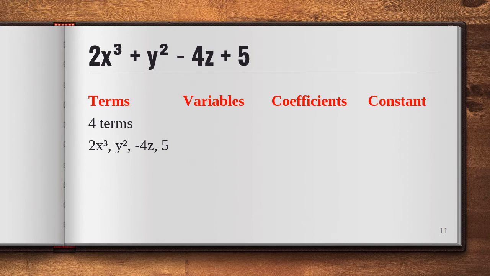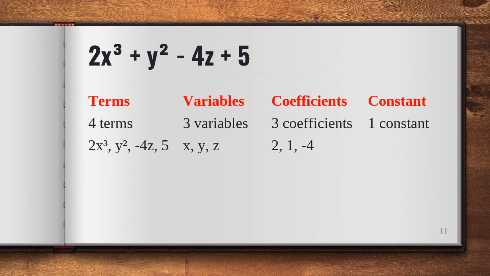Variables, we have 3. When we say variables, these are the letters. So we have x, y, and z. Coefficient, we also have 3. We have 2. We have 1. In y squared, as you can see, there is no number. Therefore, it is equal to 1. Then we have negative 4. Don't forget the sign. And constant is 1, which is 5.